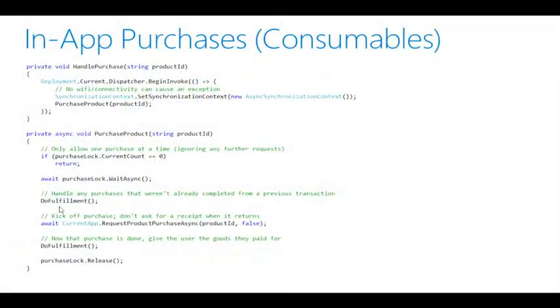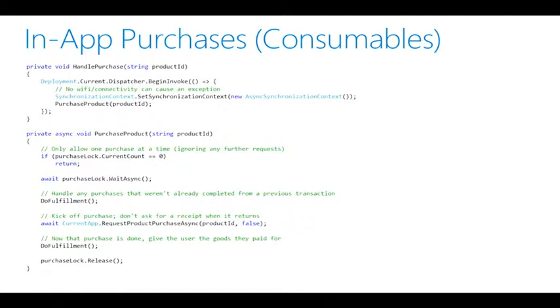We do a fulfillment of any purchases, because sometimes there may be purchases that were made that weren't fulfilled from a previous session. Some odd thing could have happened, like your app crashed after they purchased. So you actually need to clear those before you purchase the next product of the same ID. It's not possible to purchase a consumable until you've cleared the previous one. And we'll show that method in a second. And then the next part is just request product purchase async. This makes a call to Windows Phone.